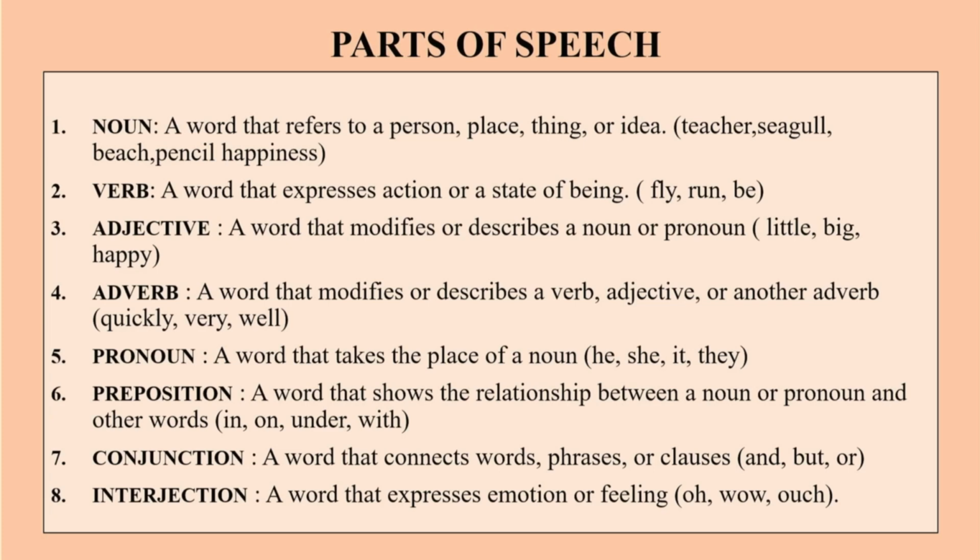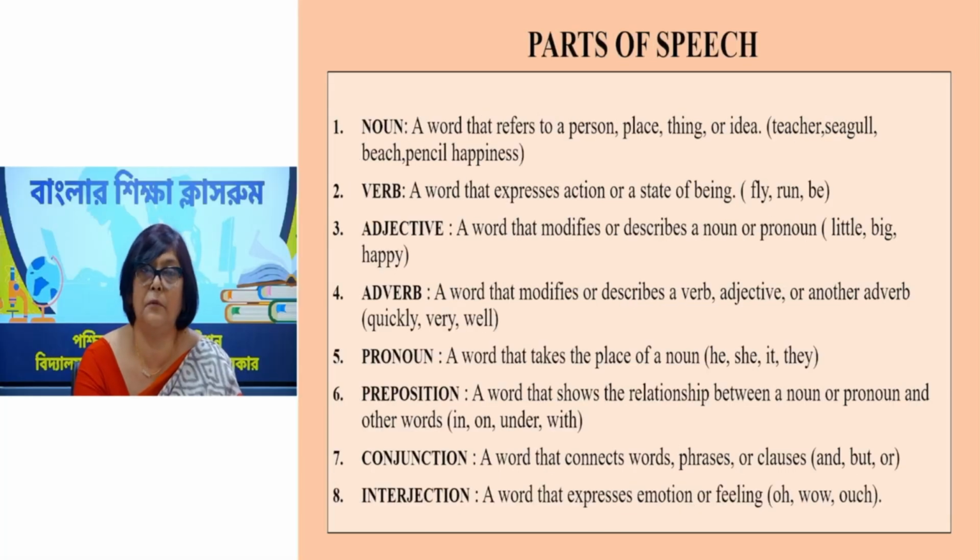Like if I say teacher, it's a noun. If I say the name of a teacher, it's a noun. Seagull, as you have learnt in the lesson, seagull, it's a bird, it's also a noun. Beach is a place, pencil is a thing, happiness, it's a feeling. So all these are nouns. What is a verb? A word that expresses action or a state of being. That is, when we do some work, it is a verb.